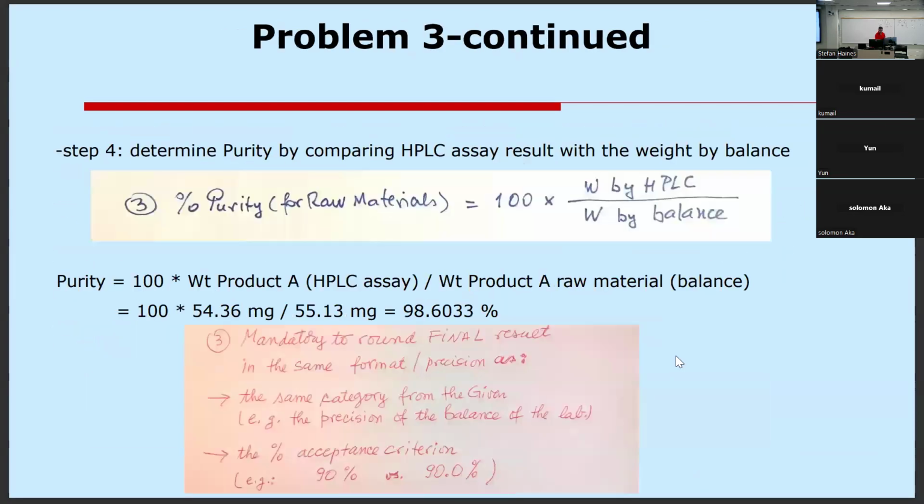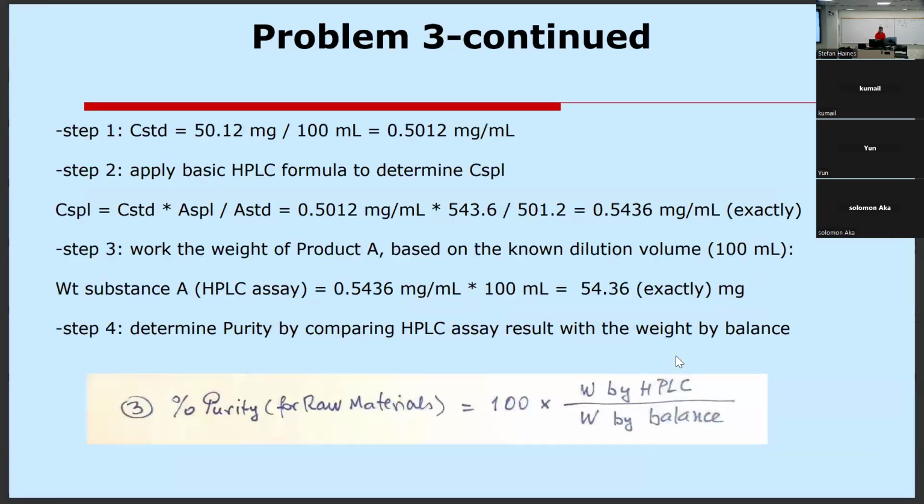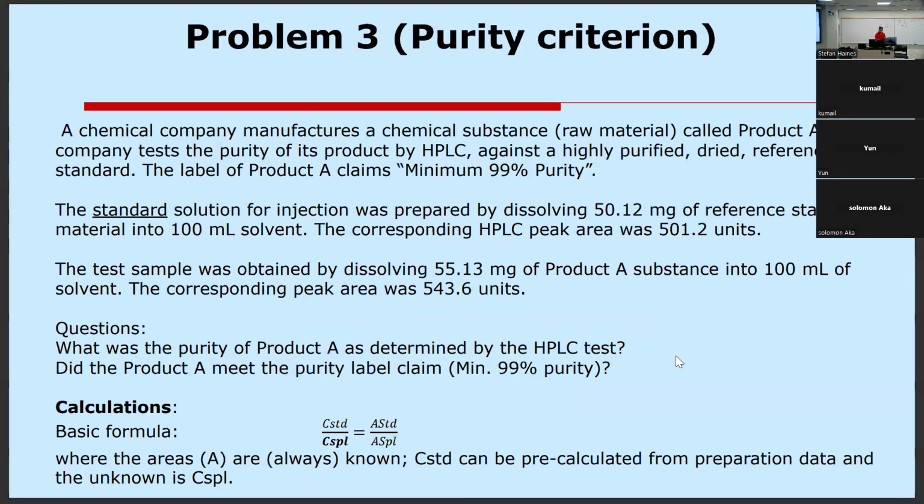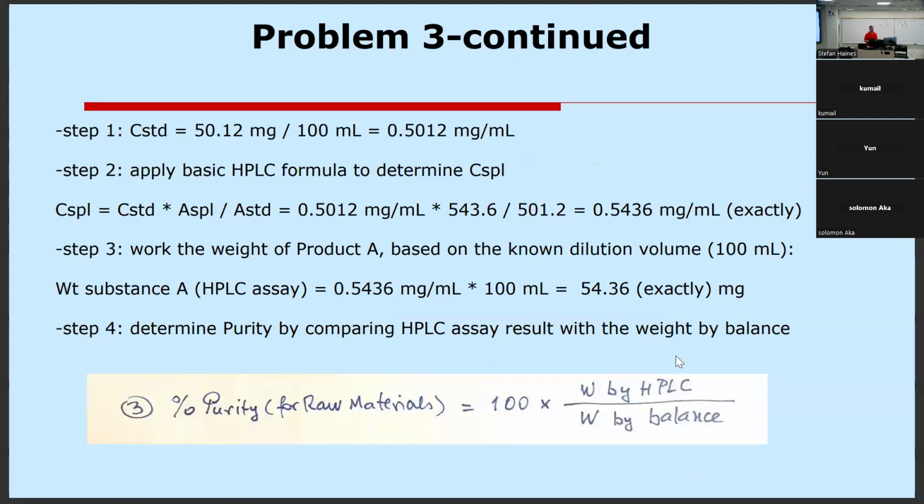We're on question 3 still. So let's zip over. We didn't finish this question yet. First, we get the concentration of our standards. We have to dissolve our standard into 100 mils. Then we use our formula to determine the concentration of the sample. So we end up with 0.5436. Then we do our dilution, to get back to our original sample. So we end up with 54.36 milligrams of weight that we put out.